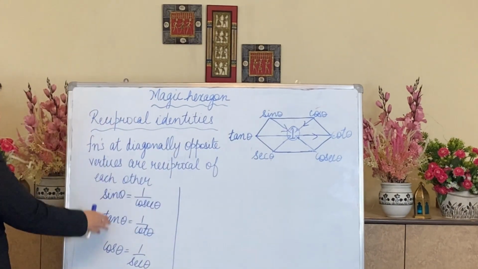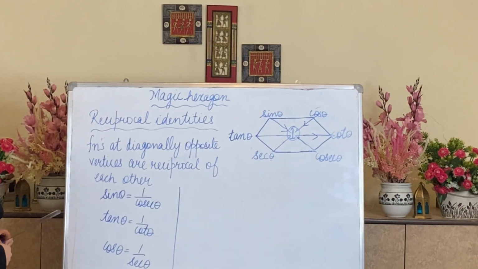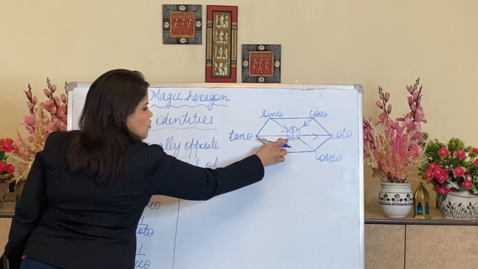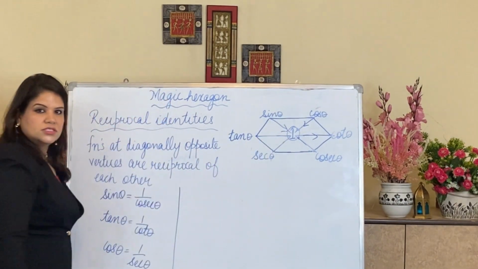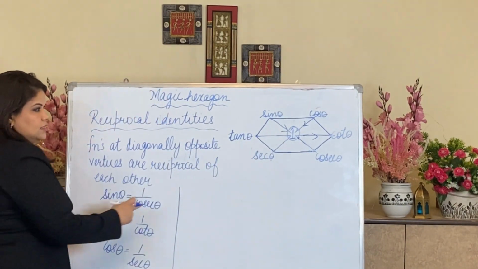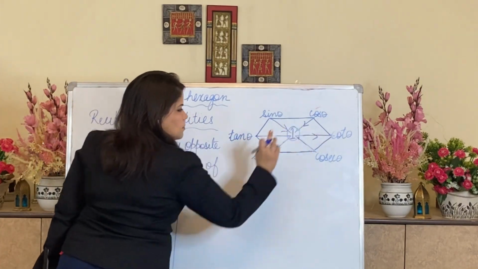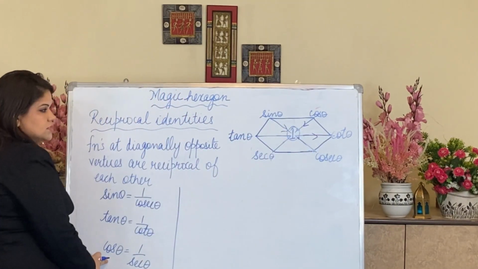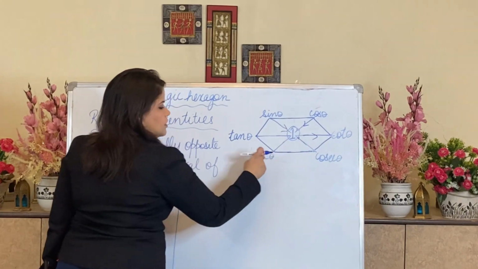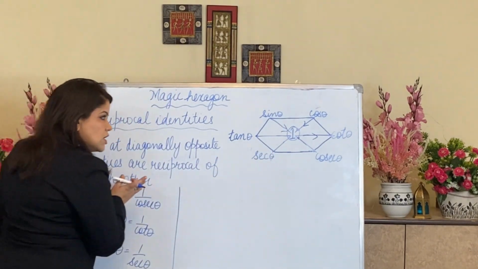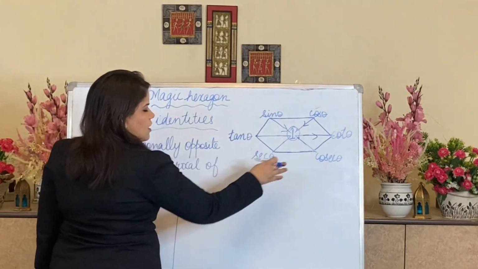So three functions I have already written. I have written sine theta, which is 1 divided by cosecant theta. Tan theta, 1 divided by cot theta. Cos theta, 1 divided by secant theta. So in this direction I am following.